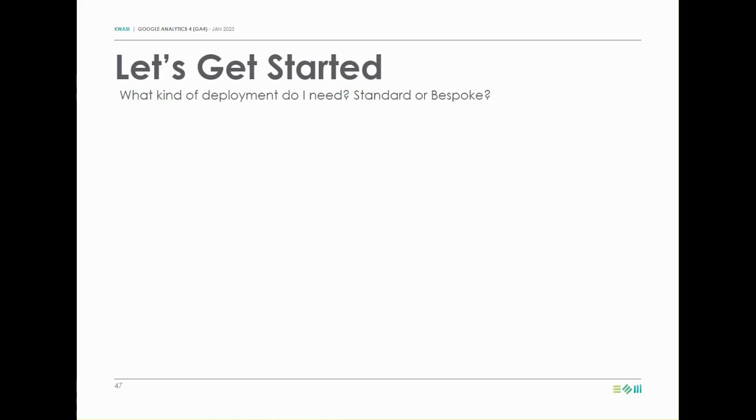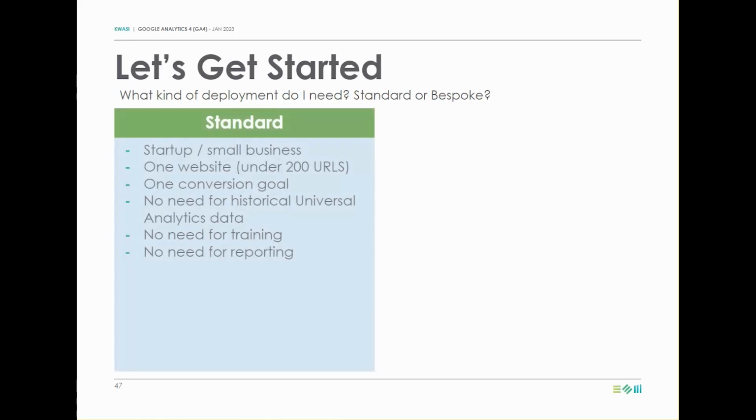To help you understand the difference between a standard and bespoke deployment, we provided some pre-assessment considerations here. So standard is generally suited for startups and small businesses with one website, under 200 URLs, with one conversion goal, no need for historical Universal Analytics data, no need for training, and no need for reporting. You can always add these on later.